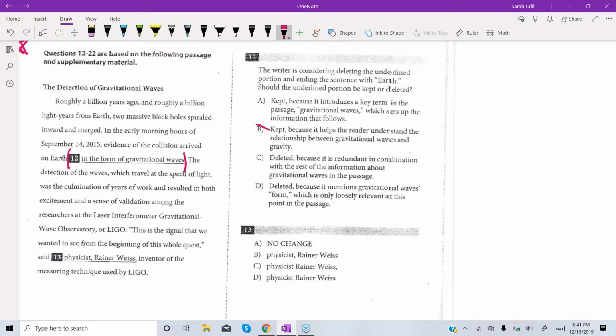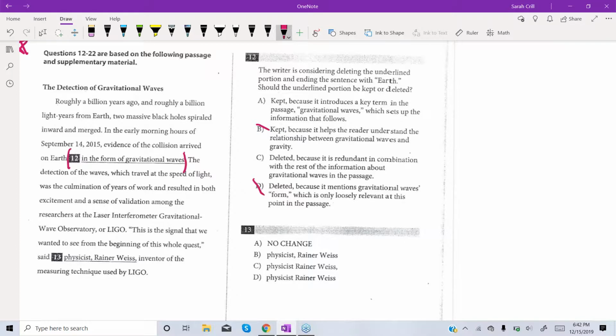C, deleted because it is redundant in combination with the rest of the information about gravitational waves in the passage. Okay, so maybe we want to leave that and check on that question later. D, deleted because it mentions gravitational waves form, which is only loosely related at this point in the passage. It's not talking about the gravitational waves form. It's saying that the evidence arrived in the form of gravitational waves. So the evidence was the gravitational waves, not that it had some type of form. So it wouldn't be D.